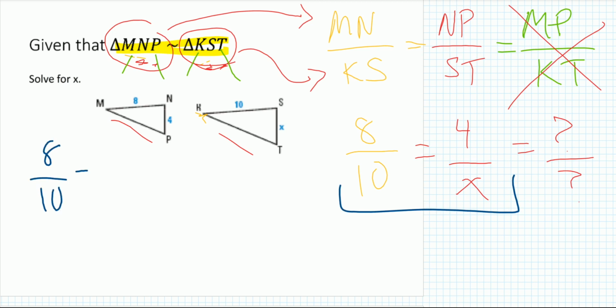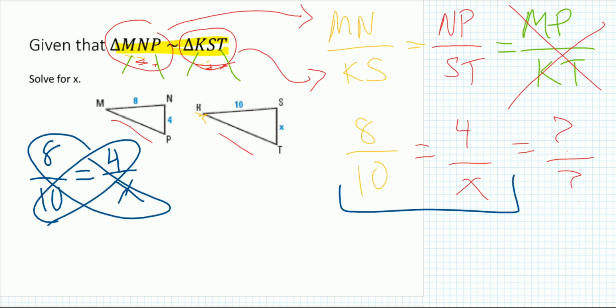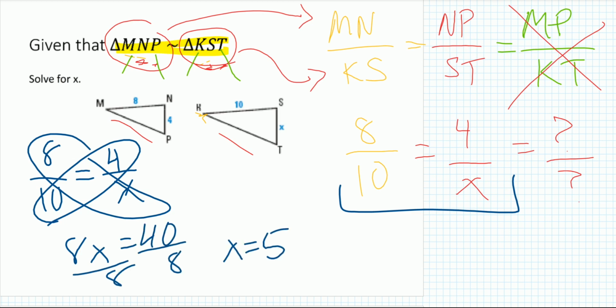So 8 divided by 10 equals 4 divided by X. I can go ahead and cross multiply. It'll give me 8x equals 40. Divided by 8, X is equal to 5.